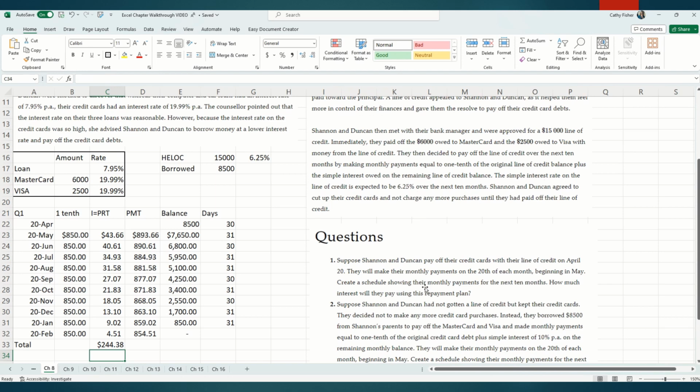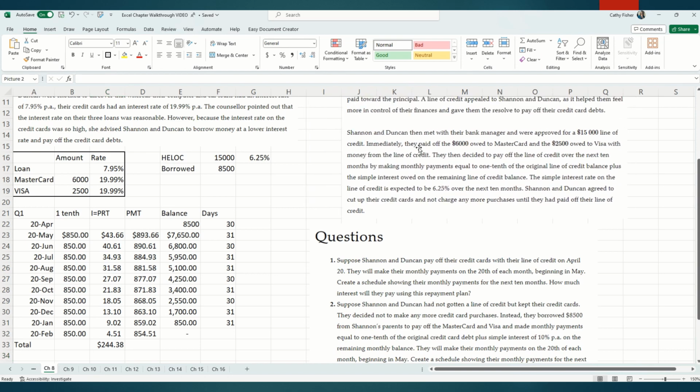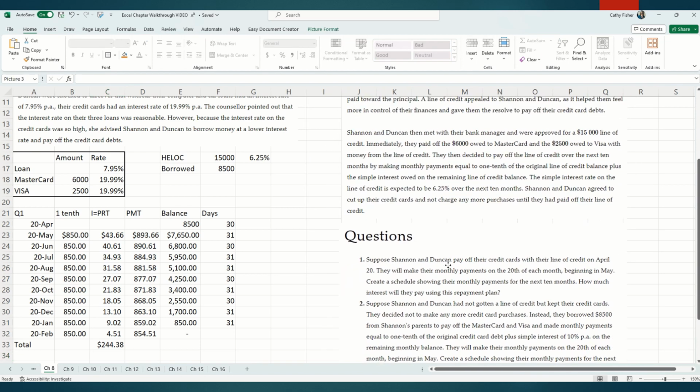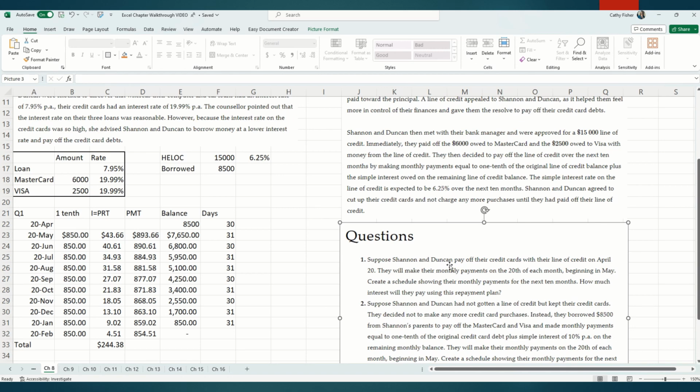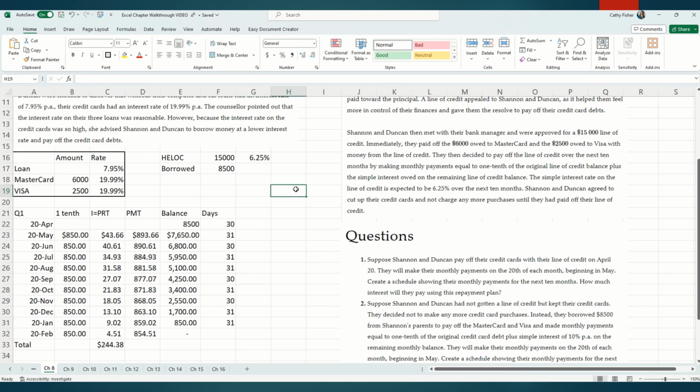it says, what did it say? How much interest will they pay on this repayment plan? So I do have this all ready to go. I do want to create, I'm just moving these things over a little bit. I do want to create some kind of color coding. So I'll just put this over here for now. I can move it if I want it out of there.